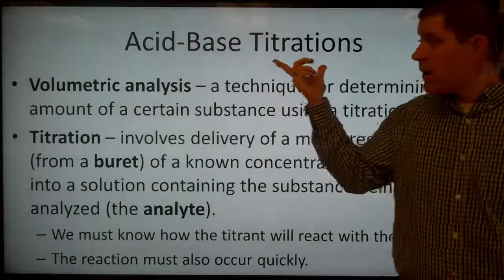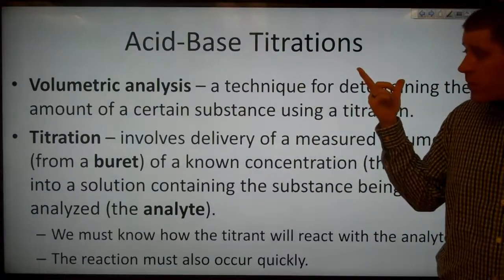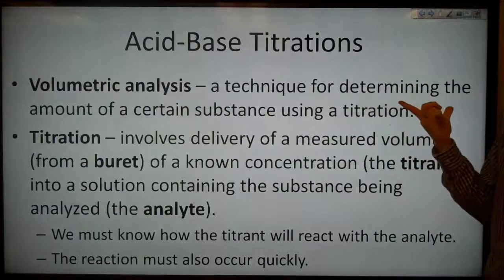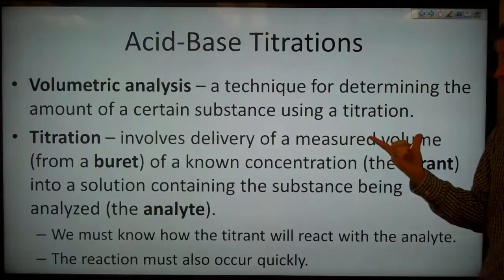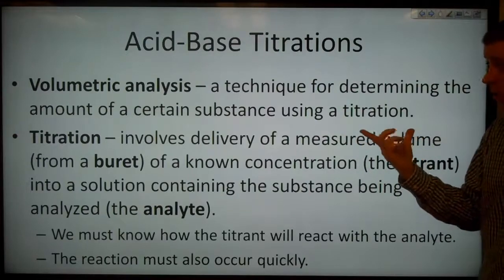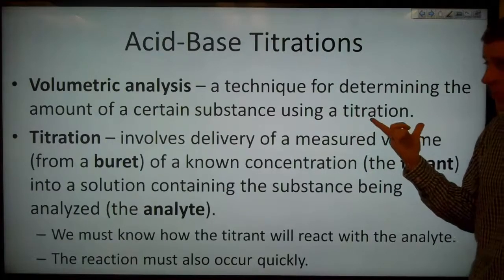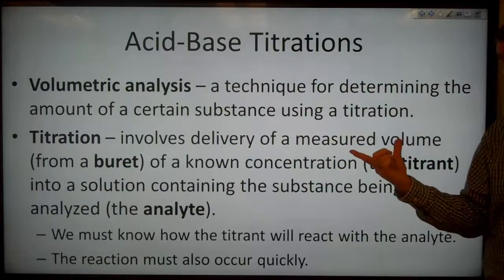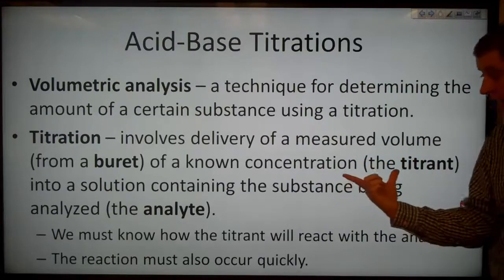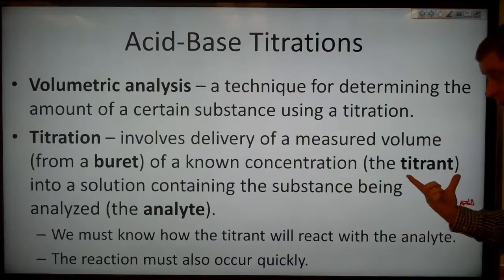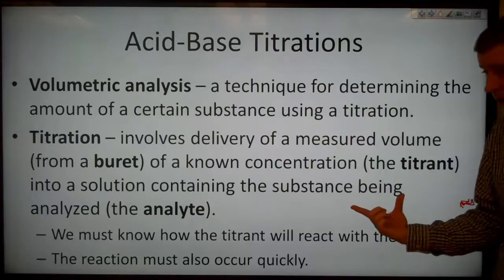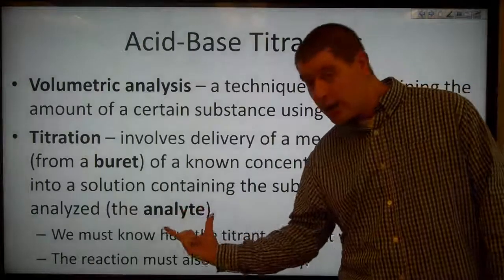So now let's look at acid-base titrations. With volumetric analysis, which is a technique for determining the amount of a certain substance, we do this using a titration. A titration involves delivery of a measured volume, usually from a burette, of a known concentration of some solution. This is our titrant. It goes into a solution containing the substance being analyzed. That solution we call the analyte.